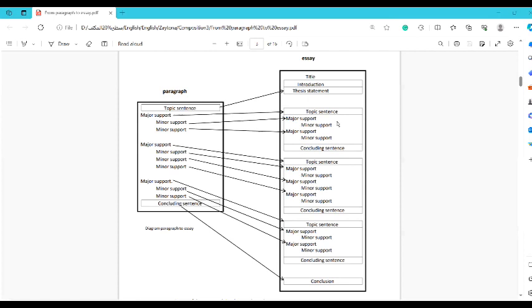In order to conclude this body paragraph, we need to make a summary of it. We need to add a concluding sentence. Talking about body paragraph number two and number three, it is the same as body paragraph number one. So in each body paragraph we have a topic sentence, major and minor sentences, and a concluding sentence as the final sentence. You will see the structure of the body paragraphs is the same.